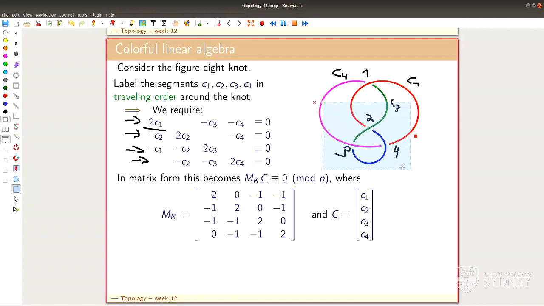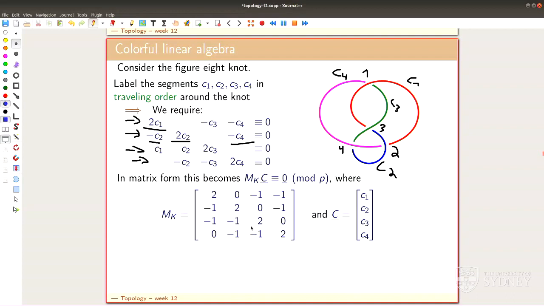Okay, that would be crossing 1. And now C3 is the overcrossing here, so this is crossing 3. C4 is the overcrossing here, so this is crossing 4. C1 is here, and the last one, C2, is here, so this is the second one. Let's have a look at the second one. C2 goes over, C1 goes under, and C4 goes under. And you do it in the same way. Let me do one more for you. Let's do this one here.